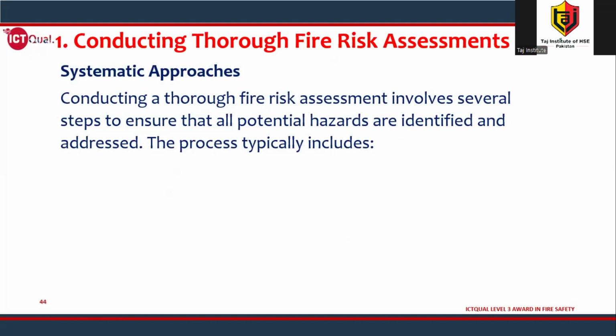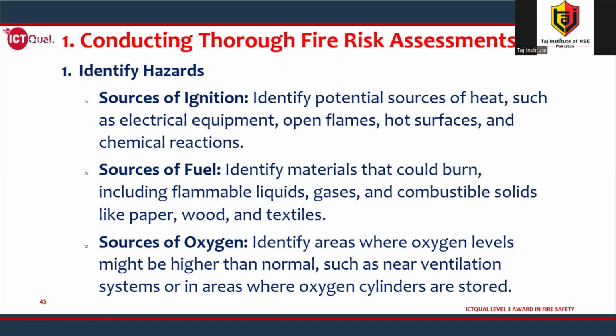So first point is conducting thorough fire risk assessments. First one is systematic approaches. Conducting a thorough fire risk assessment involves several steps to ensure that all potential hazards are identified and addressed. The process typically includes: number one, identify hazards. So in this chapter, we will study about identifying risk assessments. So first point is identify hazards. There are some types to identify hazards.